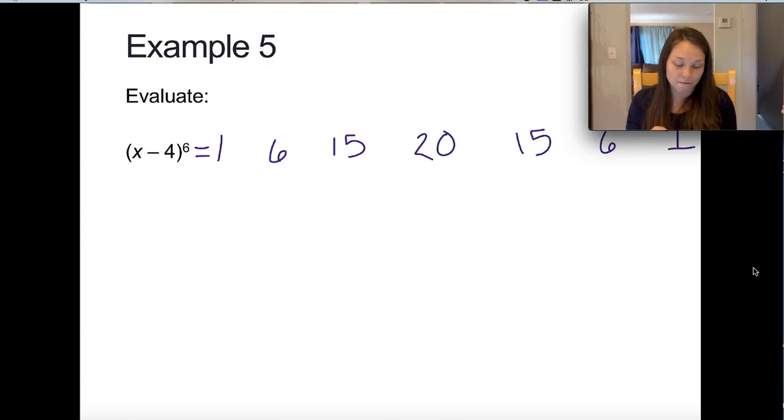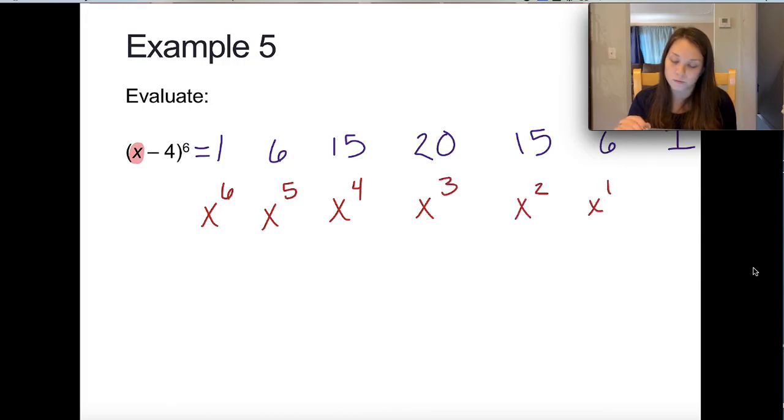Now I'm going to take that first term from my binomial, which is an x, and I'm going to start off by raising that x to the original exponent of 6, and then it's going to decrease by 1 for each term, ending with something to the power of 0, and as a reminder, that just simplifies to 1.